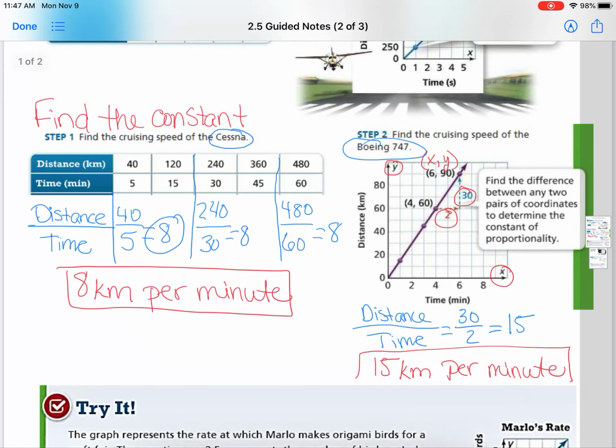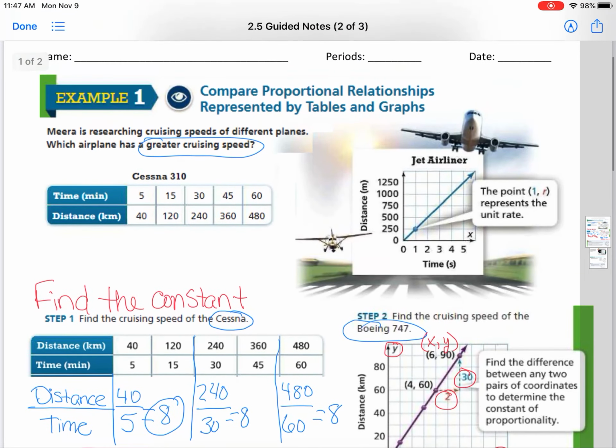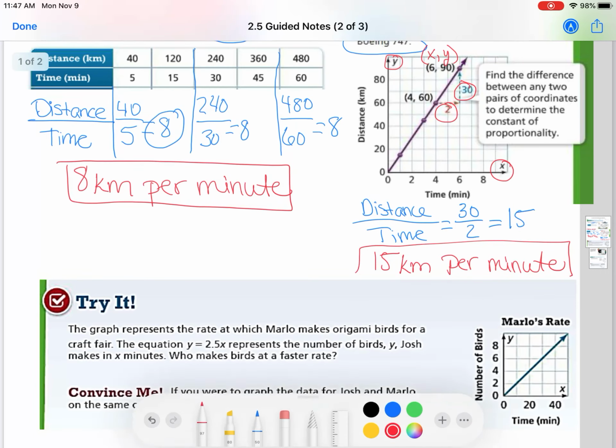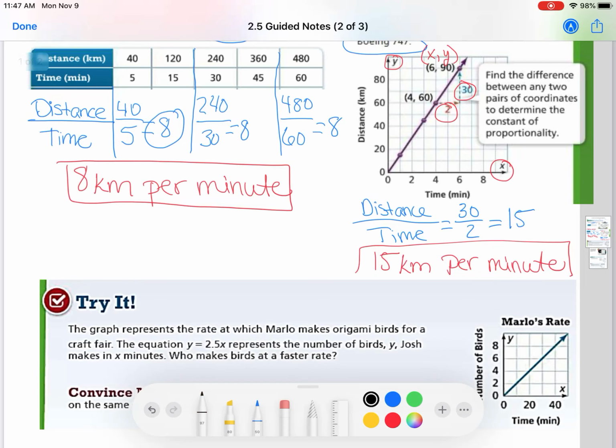So to answer the question that was being asked of us at the beginning, which airplane has a greater cruising speed? Well, one of them is going 8 kilometers per minute and the other one is 15 kilometers per minute. So I'm hoping it's pretty obvious that the Boeing has a greater constant speed.